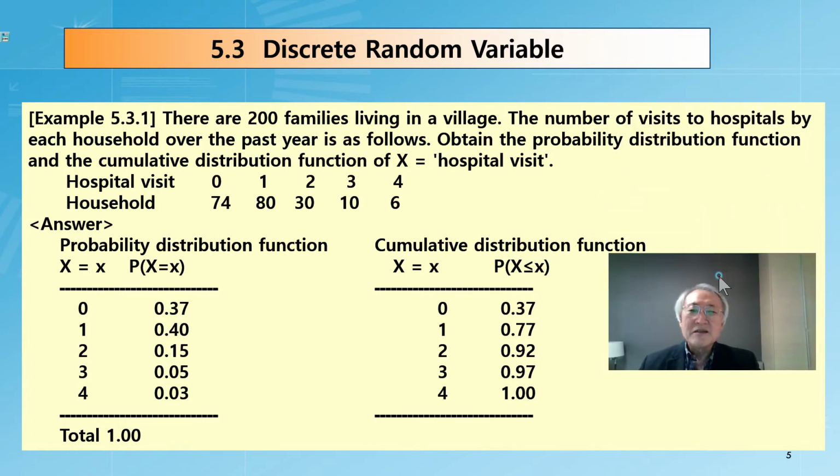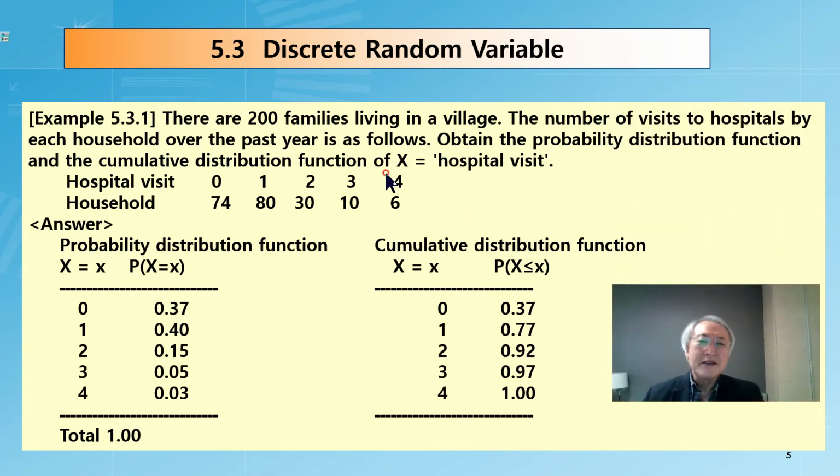Here's one simple example. There are 200 families living in a village. They visit the hospital, and we check a frequency table like this. Then what is the probability distribution? You can define X as the number of hospital visits. This value is a possible value of X. Therefore, you can just summarize the random variable and their probability as a percent. This is nothing but the percent of these numbers out of 200: 37%, 40%, 15%, like that.